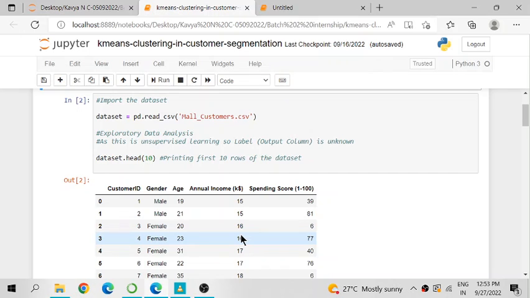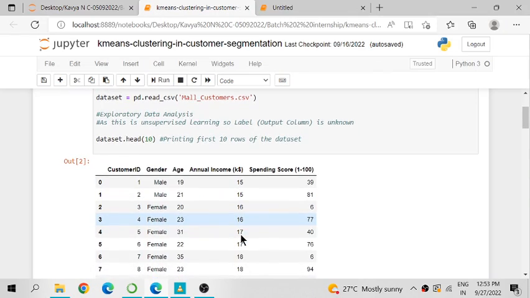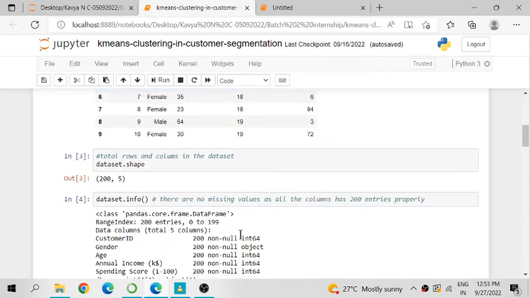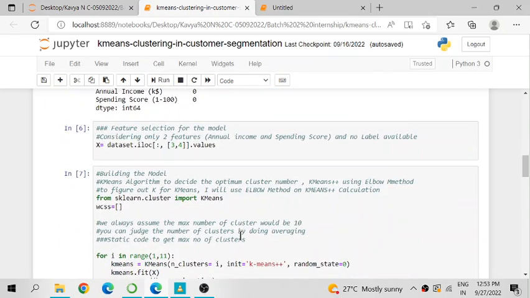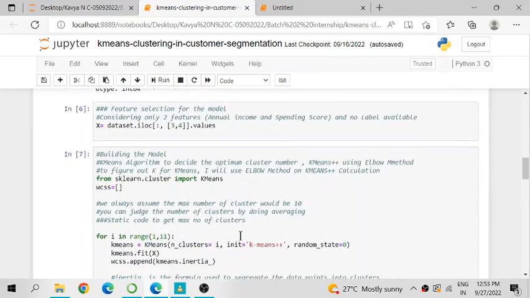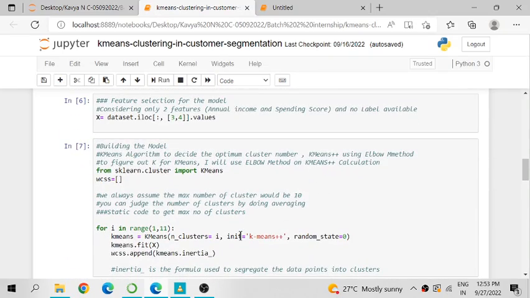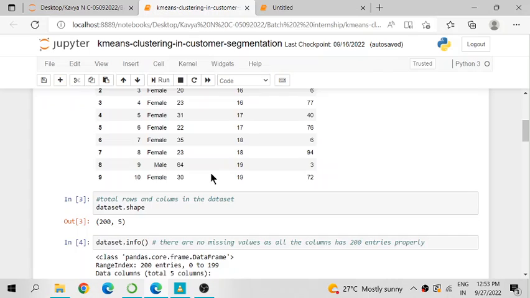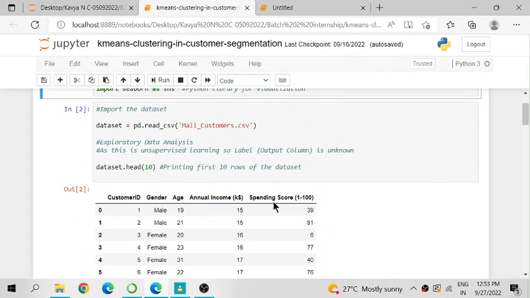Okay, so how we will go into a segment, that is the point here. First thing we are going to import the data set. After that we will explore it, and split up the data set, as we have performed in data pre-processing. After that we are going to get the independent and dependent variables. We'll just take the last two columns, annual income and spending score.